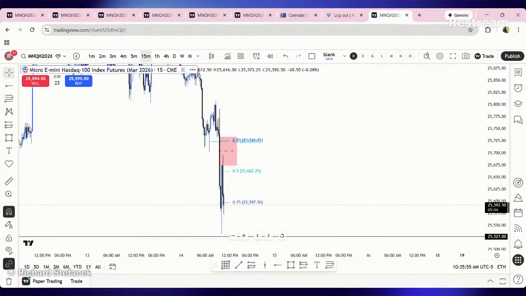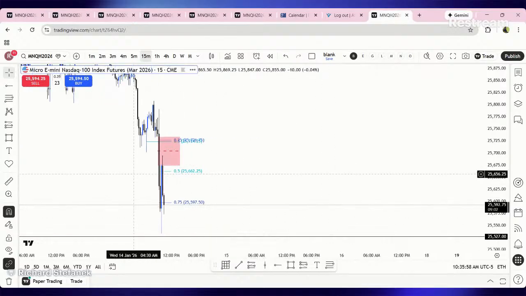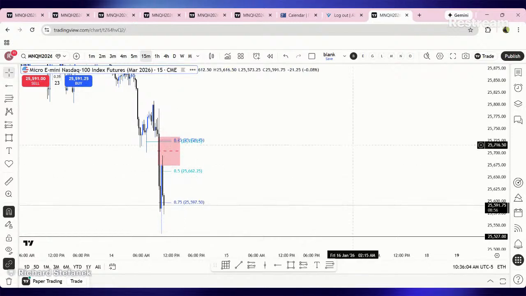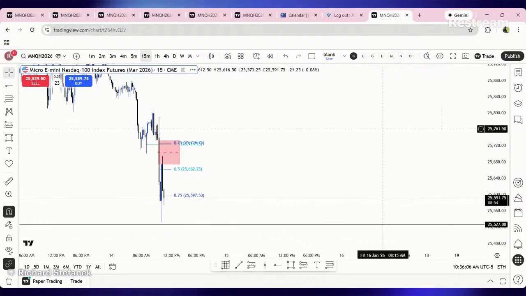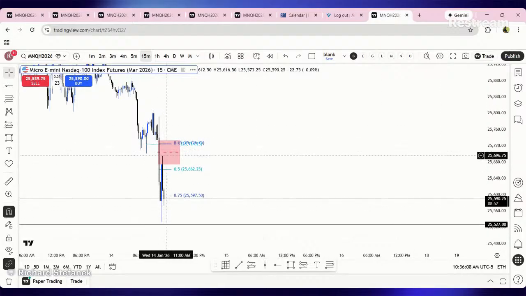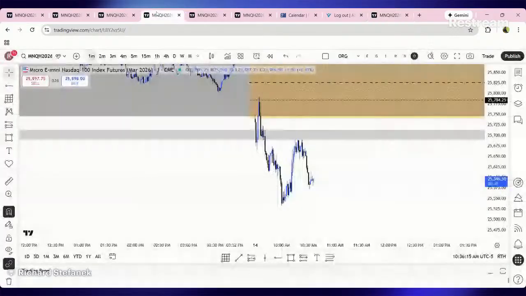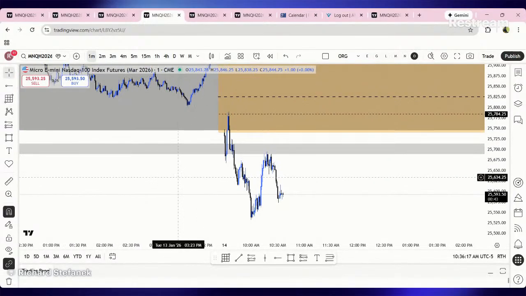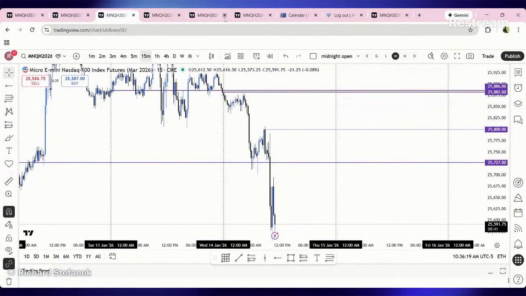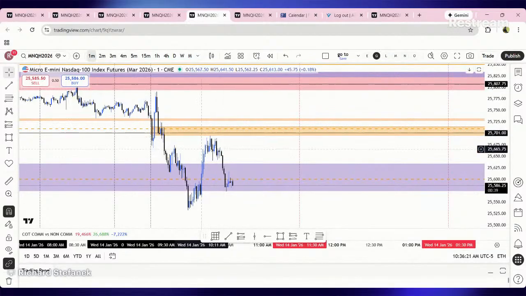I also don't like this because on the 15-minute, we don't have a body laid down inside this 15-minute fair value gap. So that leads me to believe that we're still going to draw up in here. I'd like to see a body laid down, possibly get up into the first presented fair value gap, and then see if we can roll over.